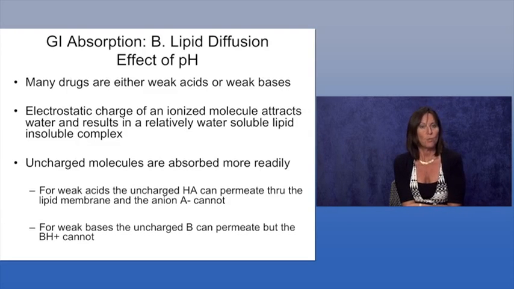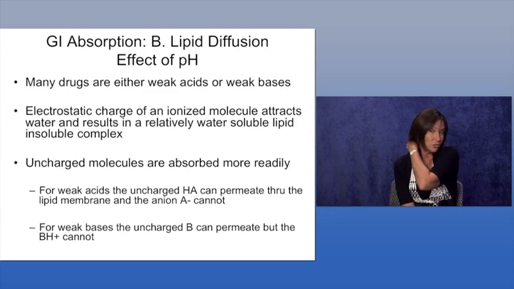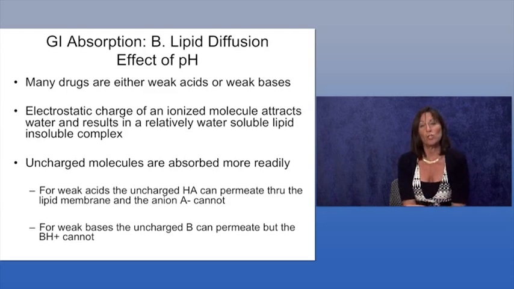For example, weak acids, the uncharged HA, can permeate through the lipid membrane, but the anion cannot. For weak bases, same principle. The uncharged molecule can permeate but the protonated molecule cannot. So generally speaking, the less charged drugs that we are dealing with, the more predictable the permeability of that molecule and the degree of absorption of that molecule actually will be.